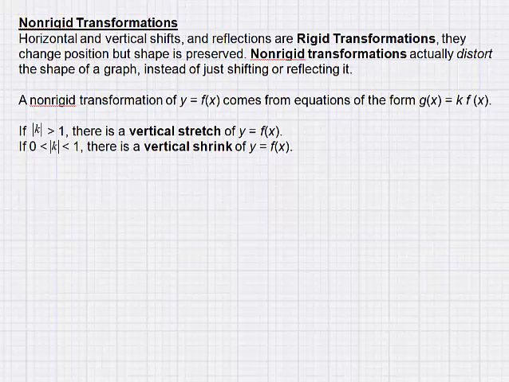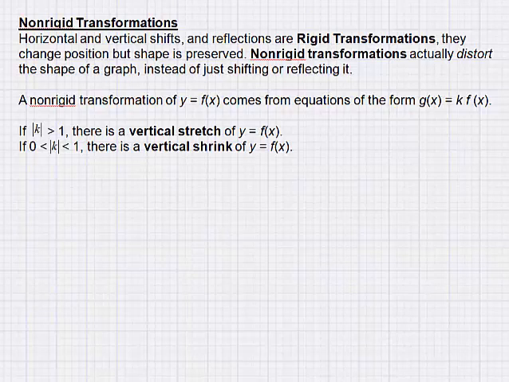Another kind of transformation that you can come across is what we call a non-rigid transformation. All the transformations we just looked at didn't affect the curve of the graph. It was like a rubber stamp. You picked the function up and you put it down in a new location. But you never really changed the shape. You just changed the location of the graph, either by horizontally or vertically shifting it or flipping it over. A non-rigid transformation will alter the shape of the graph.